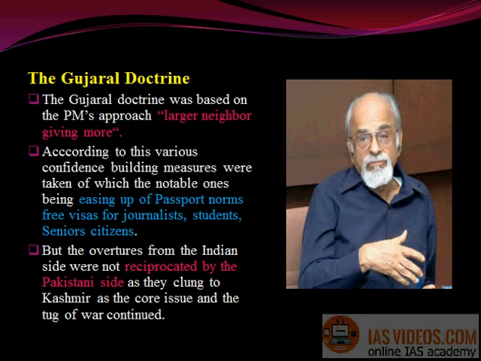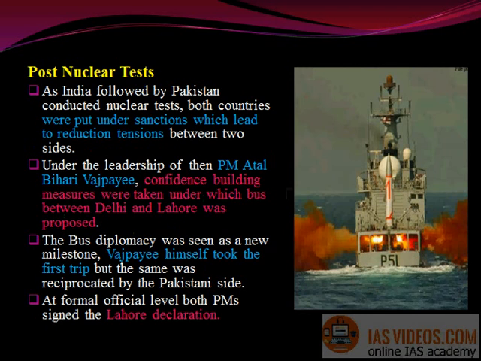The Gujral Doctrine. The Gujral Doctrine was based on the PM's approach that the larger neighbor gives more. According to this, various confidence-building measures were taken, the notable ones being easing of passport norms and free visas for journalists, students and senior citizens. But the overtures from the Indian side were not reciprocated by the Pakistani side, as they clung to Kashmir as the core issue and the tug-of-war continued.